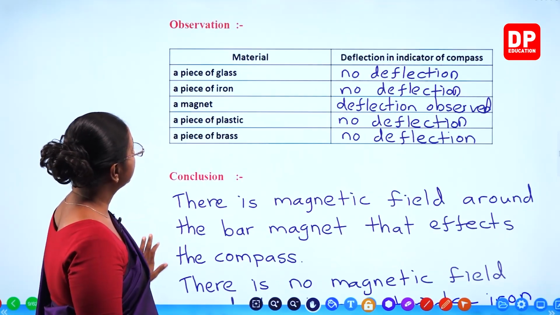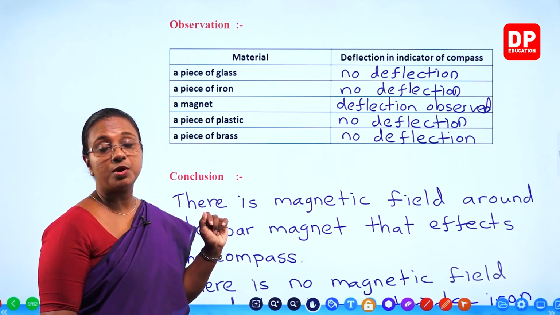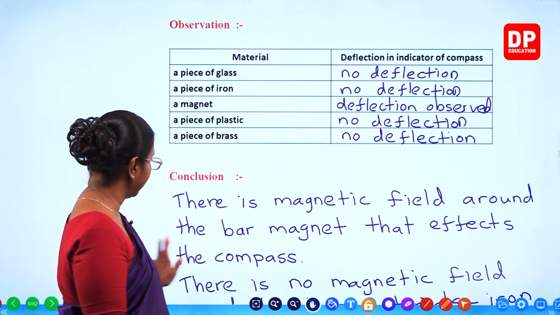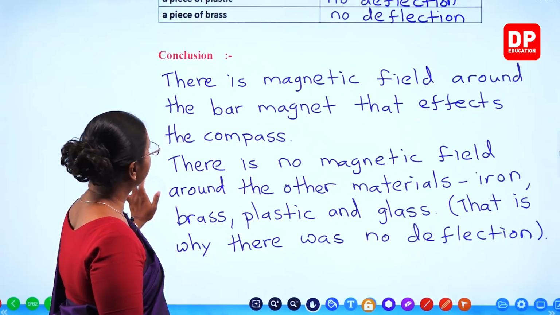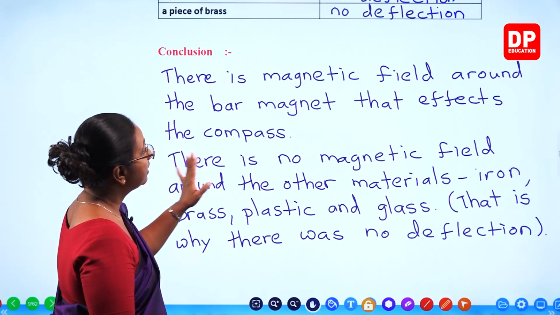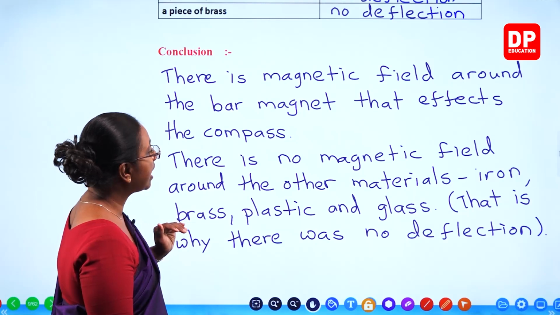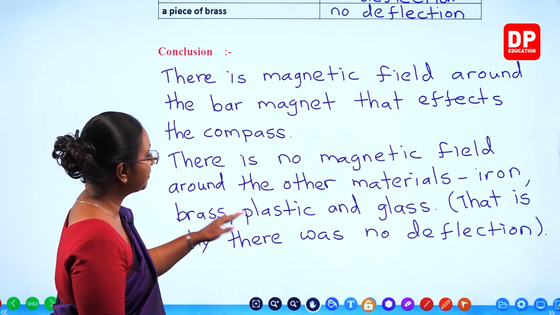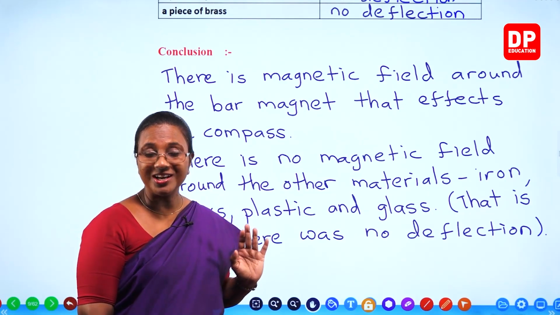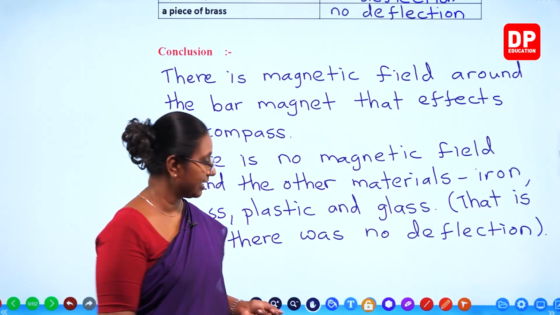So these were the observations. You only saw a deflection in the compass when a magnet was brought close to it. With all the other materials, objects, there was no deflection. So from that, we are able to conclude and say there is a magnetic field around the bar magnet that affects the compass. There is no magnetic field around the other materials, that is iron, brass, plastic and glass. That is why there was no deflection. I am sure you all can understand that, students. So with that, I will move on to the next slide.